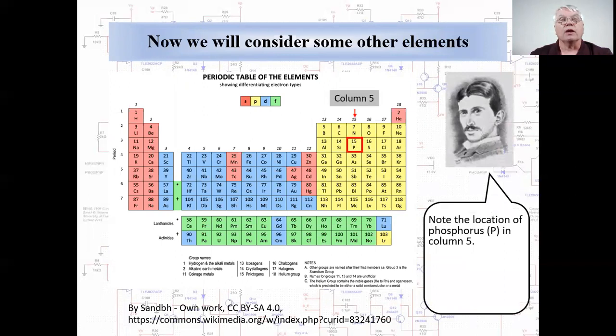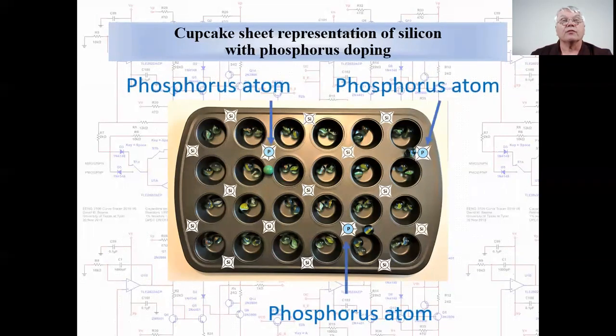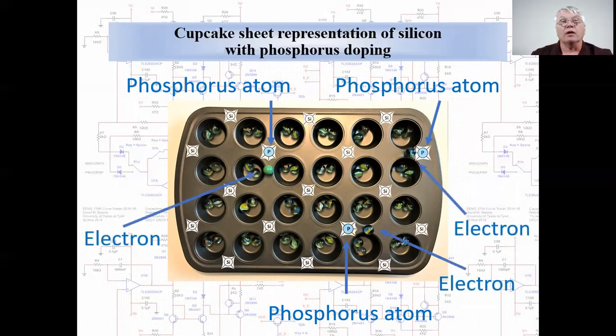Now let's turn back to the periodic table. Note the chemical element phosphorus in column 5. It has a valence of 5, which is 1 greater than the valence of silicon. Now we'll return to the cupcake sheet model of silicon, but we will replace a few silicon atoms with phosphorus atoms. This is a process called doping. Now notice where the phosphorus atoms have replaced silicon. The 5th valence electron of phosphorus cannot form a covalent bond with a neighboring silicon atom, and it becomes a free electron.